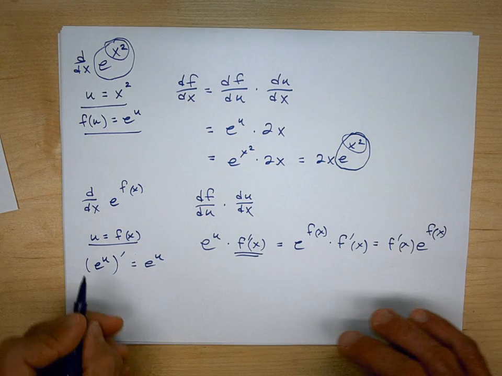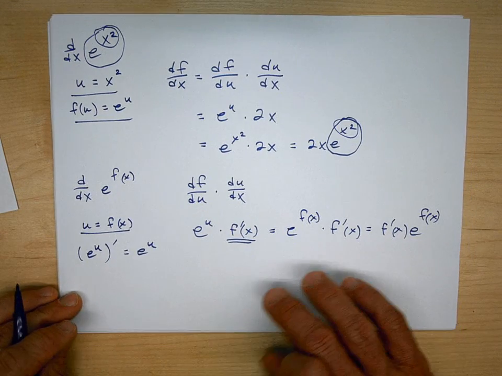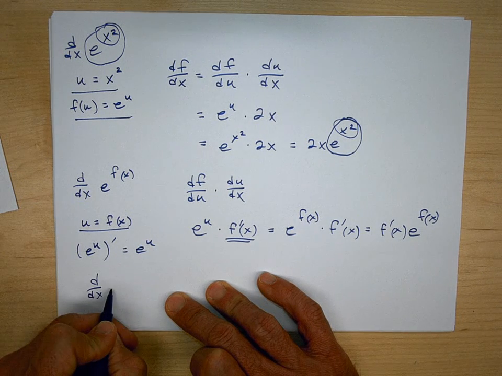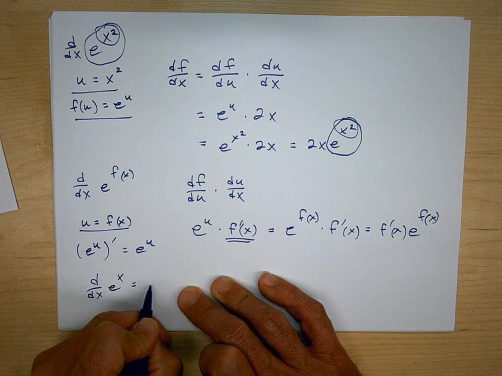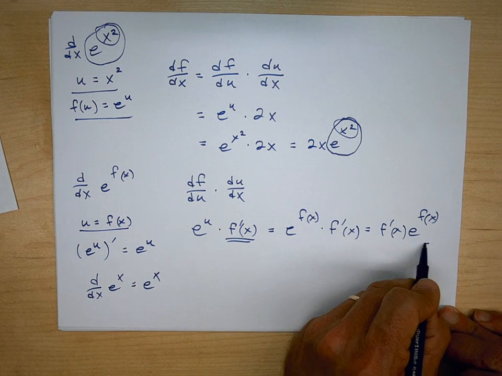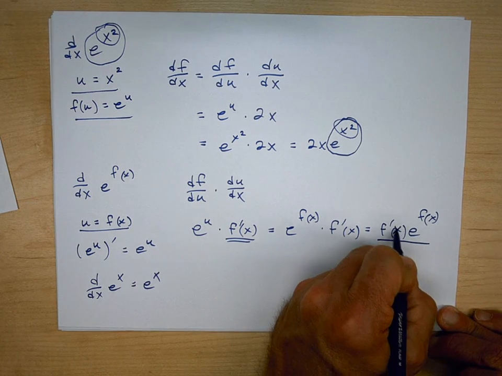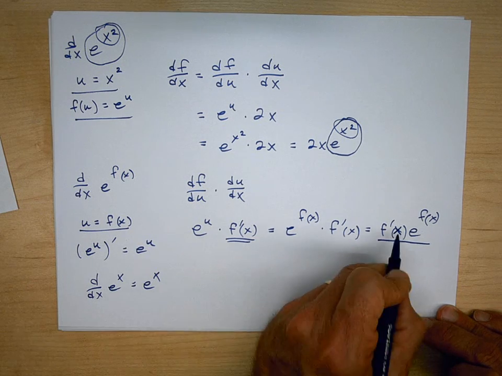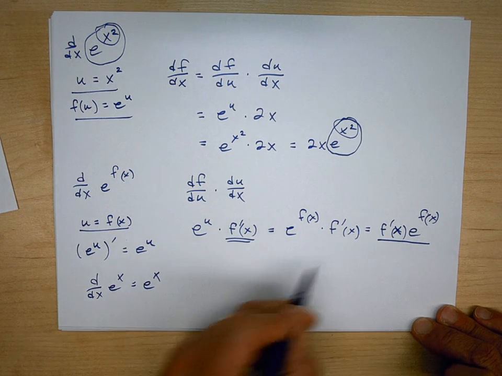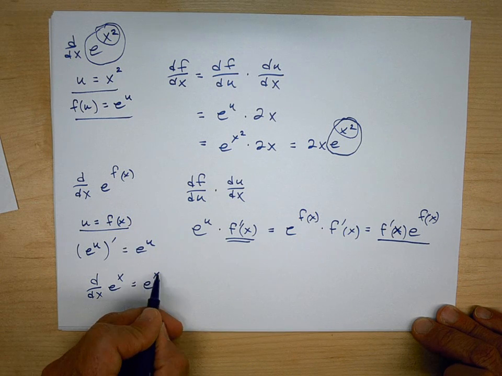Again, this is the general case of what we already know. We say the derivative of e to the x is e to the x. But if we use this general form, we get the same thing, because in this case my f is just x, and the derivative of x is 1. So I'm just left with e to the x.